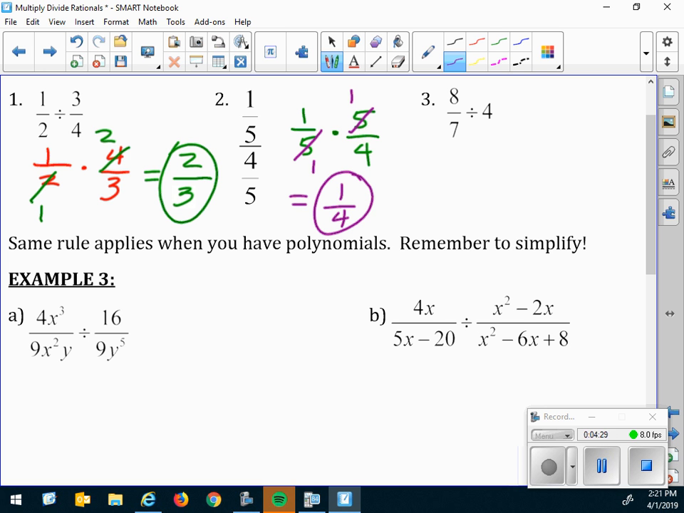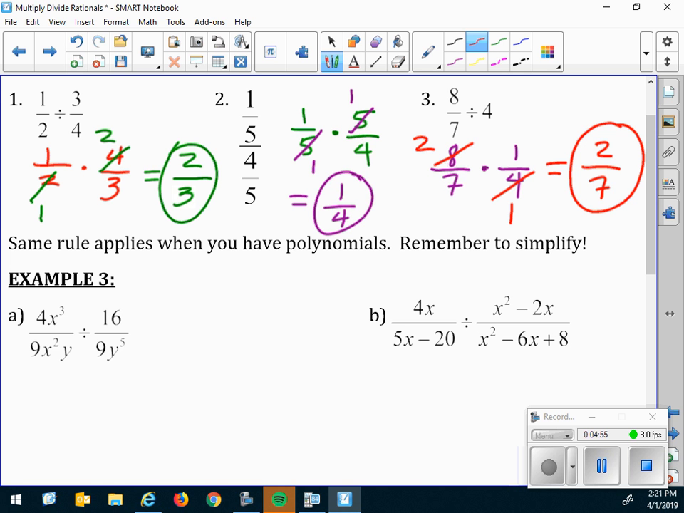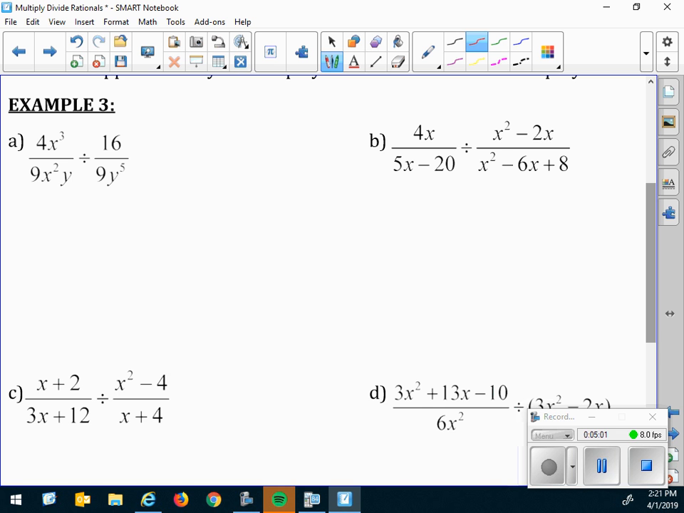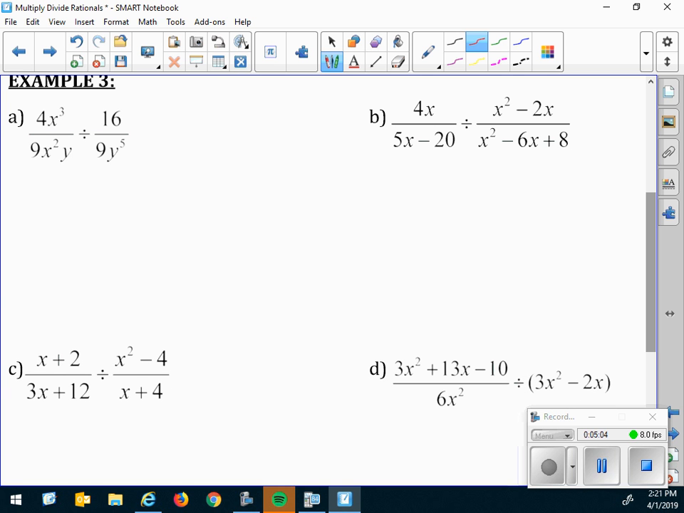Number 3. I rewrite a division as a multiplication by saying 8/7 times. Good. Do I have any common factors? A 4. 4 goes into 4. And 2 there. Yeah. 2/7. There you go. 2/7. Okay. We've got, I believe, how many? There's 6 there. Okay. Now, listen. When you're doing these, rewrite them as a multiply.